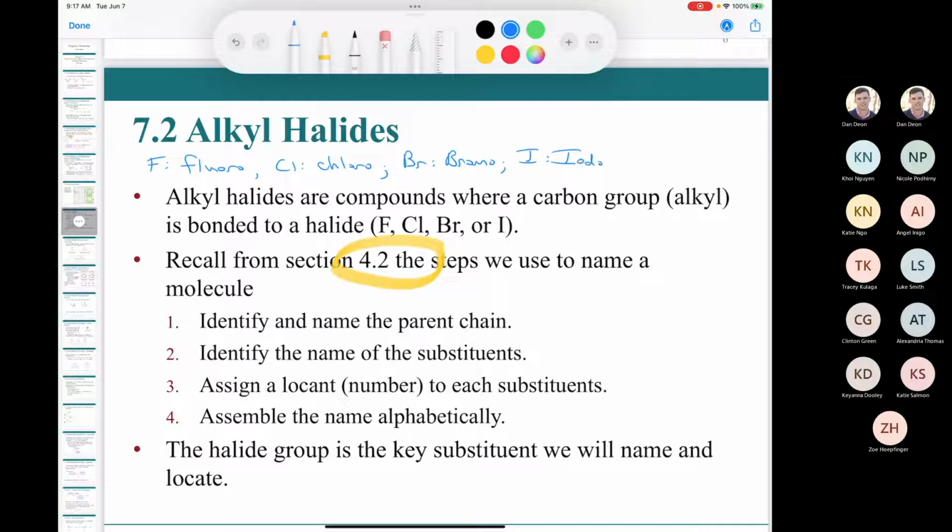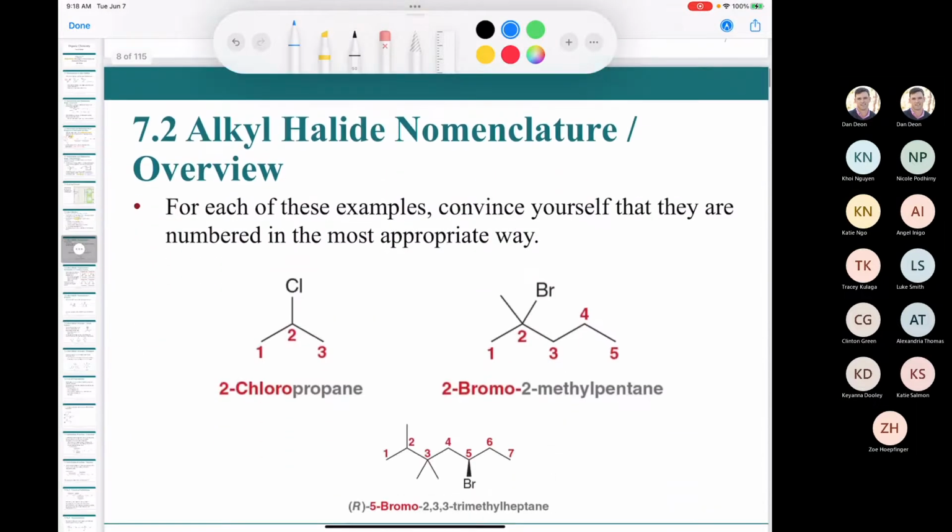Iodo. All right, so what are we going to do? We're going to identify and name the parent chain. We name the substituents, methyl, ethyl, propyl, chloro, iodo, bromo, whatever. We're going to assign a locant or a number to each of the substituents, and we put it all together in alphabetical order, and that's it. Nothing more than that, my friends.